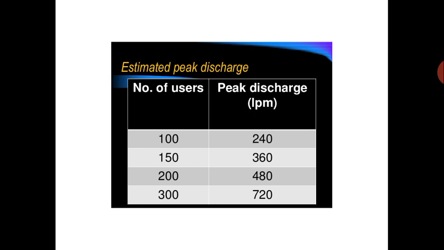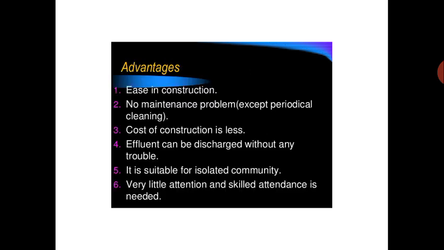If the number of users is hundreds, then you have to use a peak discharge of 240 liter per minute. If there are 150, then you have to use 360 liter per minute. If 200 people are there, then you have to use 440 liter per minute. If it is 300, you have to use 720 liter per minute. These are the standard design details for the peak discharge.